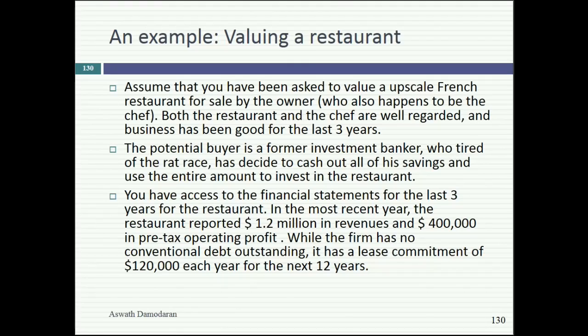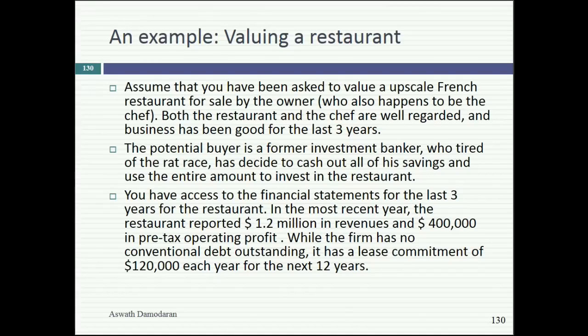So you're the buyer. You were working in investment banking for about 3 months before you quit and you decide to do that. You've taken your entire savings. You're going to buy this restaurant. And I give you my financial statements. In my financial statements, here's what I'm reporting. About $1.2 million in revenues in the most recent year and $400,000 in pre-tax operating profit. Looks like I'm making a fair amount of money.